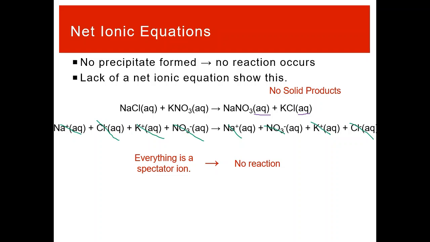And so the lack of a net ionic equation, the fact that if everything is a spectator, then there's no event. There's no reaction that occurs. So the purpose of these net ionics is really to focus in on what reaction has occurred. And in precipitation, that's formation of a solid. And that's why the net ionic equation really just features cation plus anion leads to a solid.